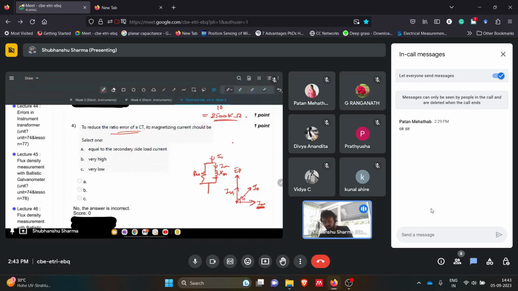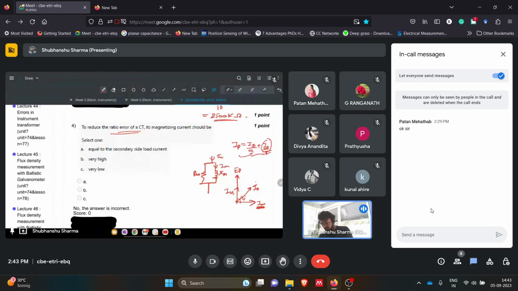We know the ratio error we talked about, and why it is introduced: the primary current is the secondary current times the turn ratio plus the I naught. Because of this I naught value, we are not getting the actual ratio, so there is an error in the ratio. If we can reduce this I naught parameter, then we can reduce the ratio error also.